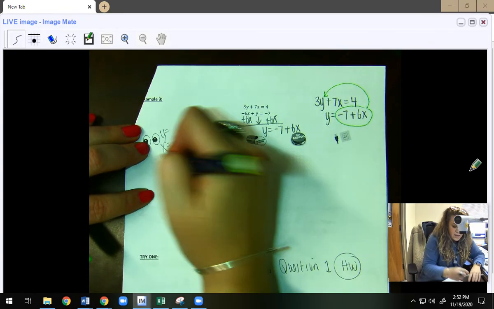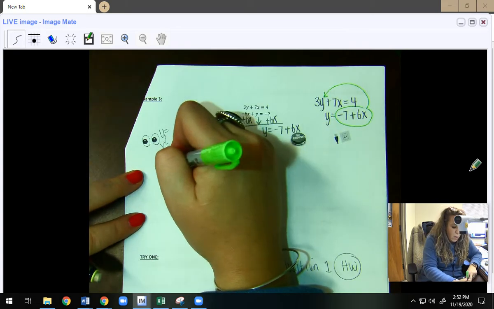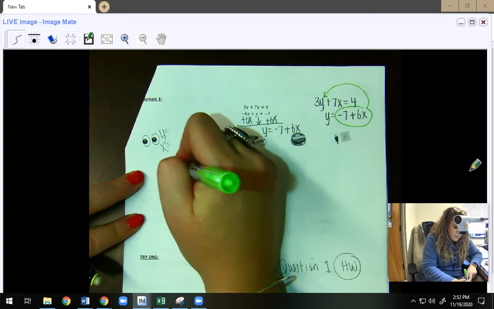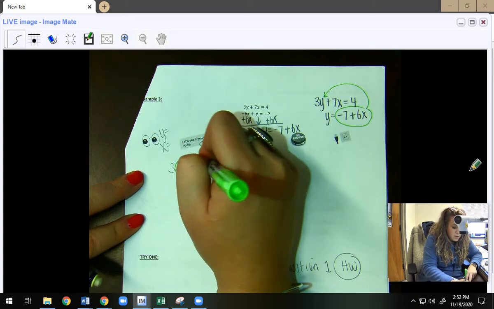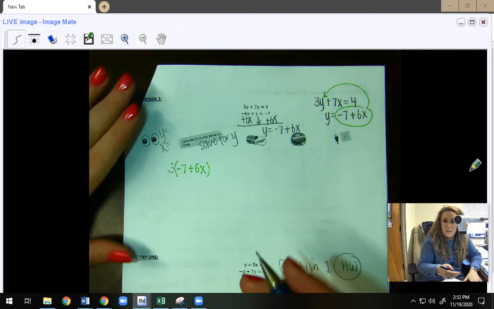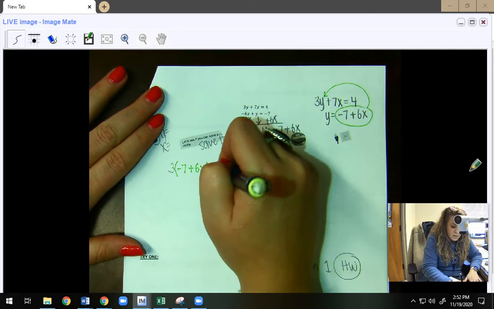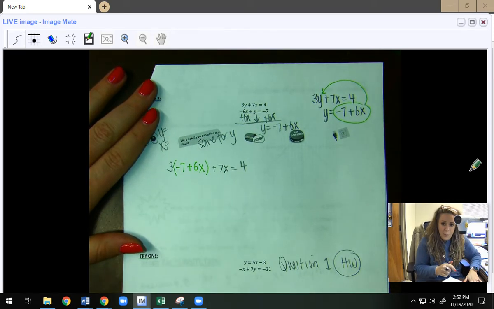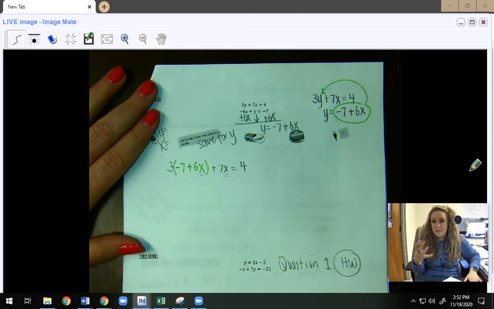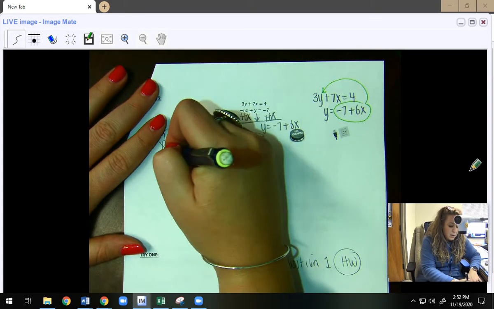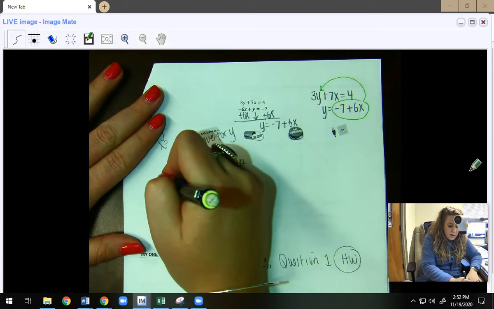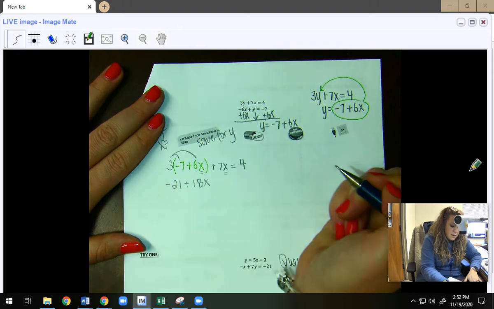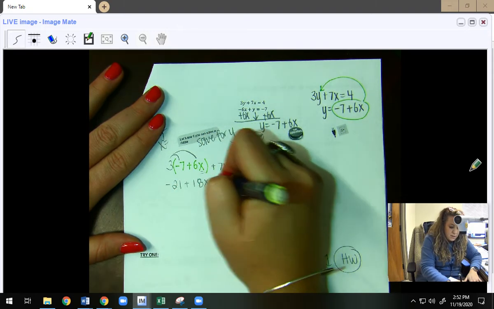Well, the 3 stays outside. Now I'm substituting in this expression for y. So I get negative 7 plus 6x. Okay, and now I just write the rest of my system. So plus 7x equals 4. Okay. Now I'm in terms of only x's. That means I'm going to solve for x. And to do that, I'm going to distribute first. So I'm going to get negative 21 plus 18x. Okay. And then bring the rest on the right.